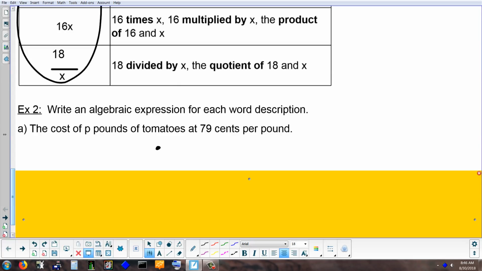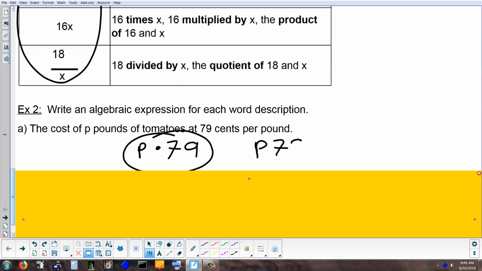So I start with a dot. And what are the two things I'm going to multiply? P and 79. Yeah, P and 79. That's perfectly fine. Now, since I have a letter next to a number, do I need the dot? No. So if I wanted, I could put P79. That's fine. What about 79P? Is that the same thing?